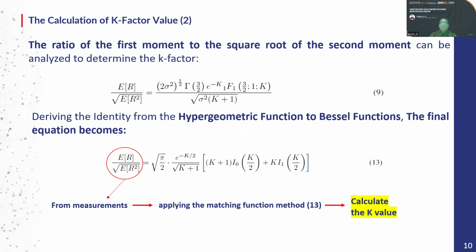The process of calculating the K-factor can be determined through the ratio of the first moment to the square root of the second moment. As shown in equation 9, this ratio can be expressed as a function of the variables sigma and K. In the process, the hypergeometric function is utilized, which is then transformed into a Bessel function to simplify the calculation. This transformation results in the final form of the equation as indicated in equation 13.